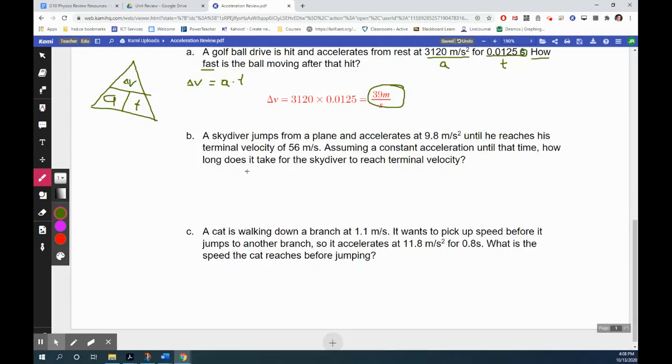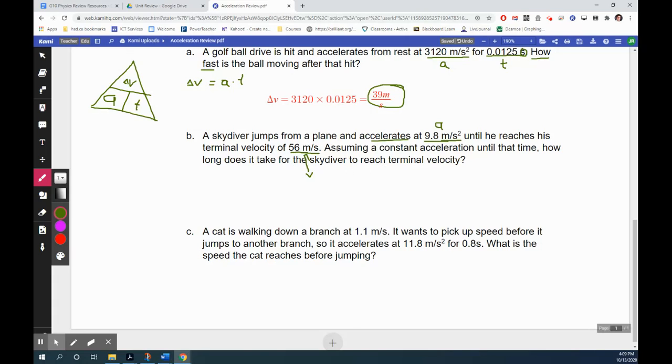A skydiver jumps from a plane, accelerates. Oh, it says accelerates, that gives us a hint, and it's meters per second squared. There's the other hint, this is an acceleration. Okay, until he reaches his terminal velocity of this. Okay, this is a velocity. Assuming a constant acceleration until that time, how long does it take for the skydiver to reach his terminal velocity?